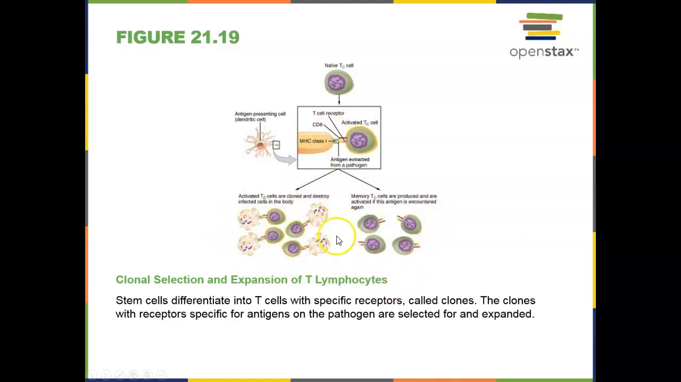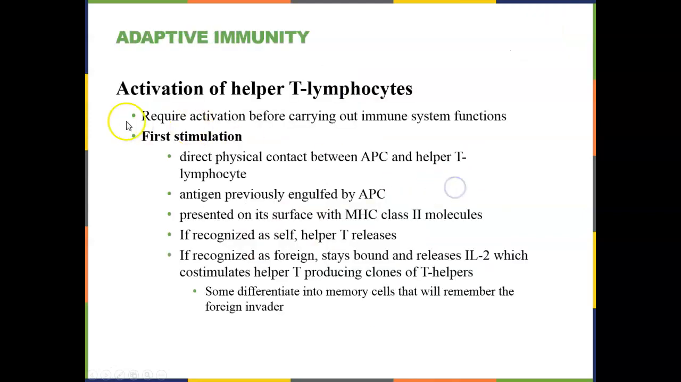It will also produce less, but still some, memory cells. These memory cells will just sit and wait in that lymphatic tissue. They don't go out to fight. They wait for another antigenic challenge later on. So the first stimulation is the contact between the T cell and the self cell with the MHC complex.